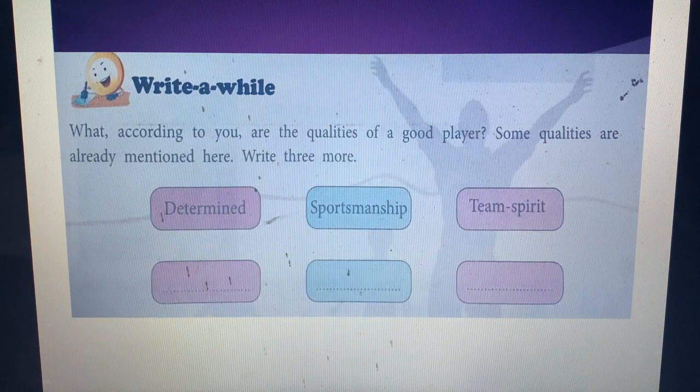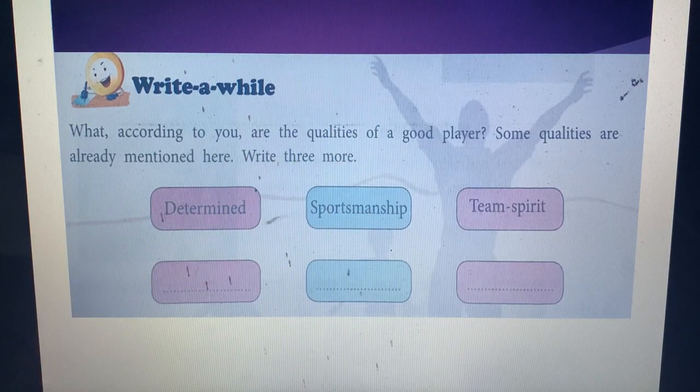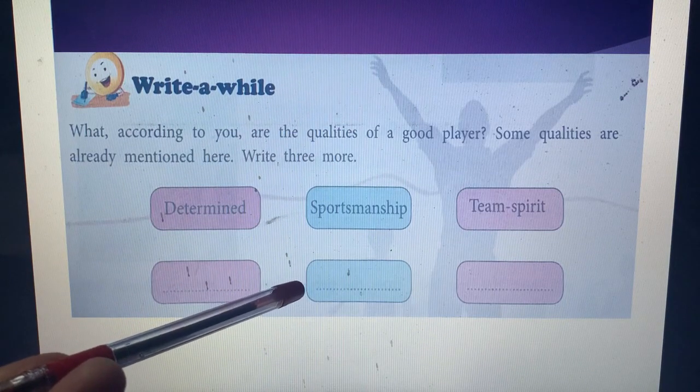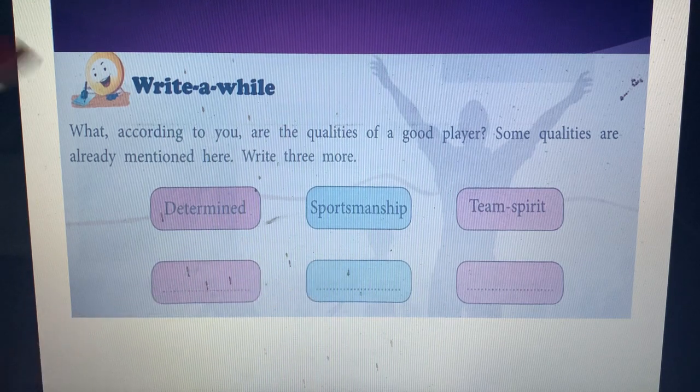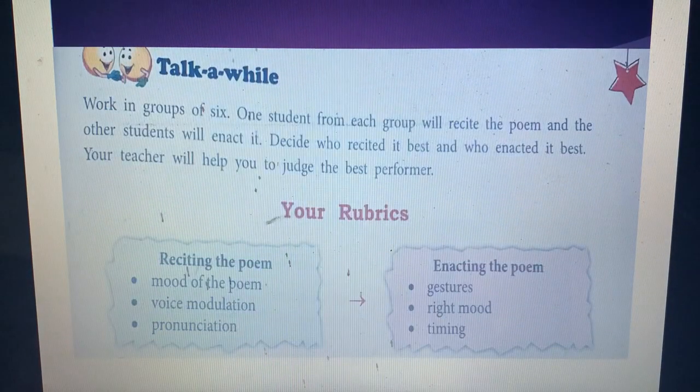Then it is write a while. It's very, very simple. What, according to you, are the qualities of a good player? Kya kya qualities hai ek acche player ki? Some qualities are already mentioned here. There are three qualities which are already mentioned: determination, sportsmanship, team spirit, which I have already told you. What you can write over here? Hardworking. Fine. You can write perseverance, which I told you right now. What do you mean by perseverance? Means efforts to achieve something. And what more you can write over here? You can write team oriented, means the person should be team oriented or goal oriented. Fine. So you can write the qualities on your own also. So this was about write a while and talk a while.